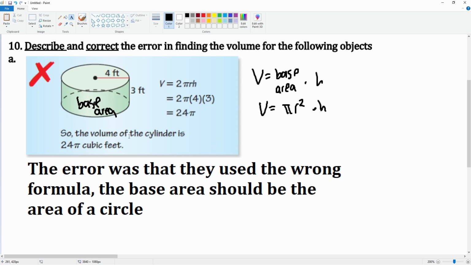All right, to correct it, we can just plug in the values. Pi r squared is 4 squared times 3. So 4 squared times 3 is 48. So the volume here is 48 pi. There you go.